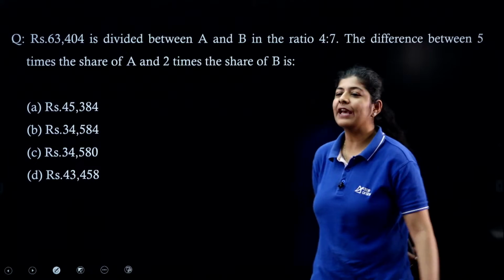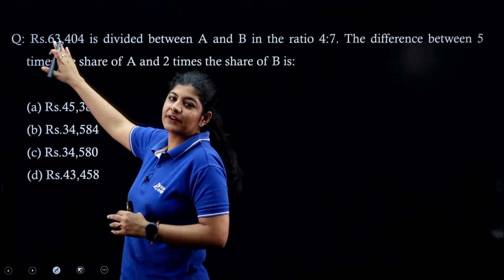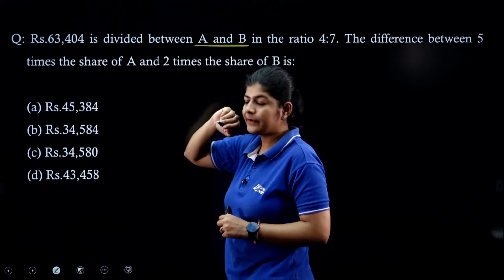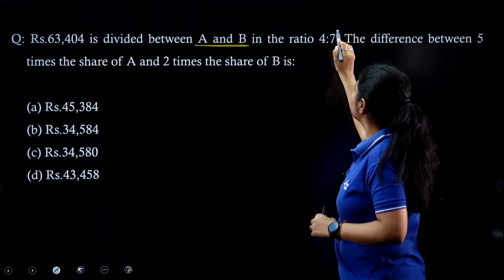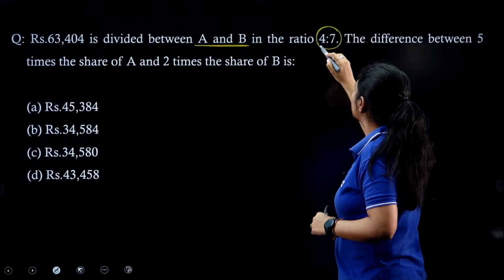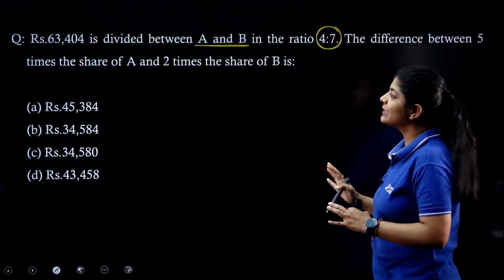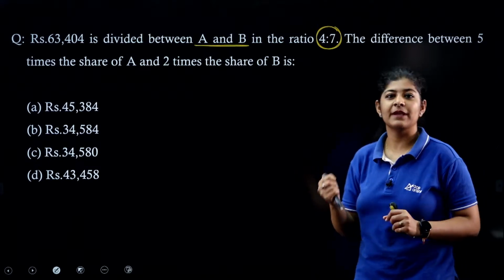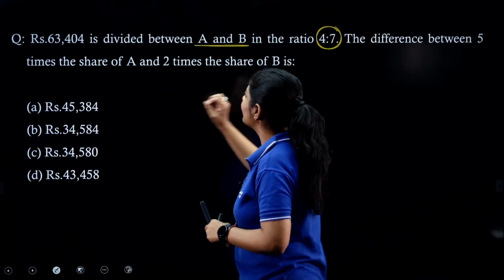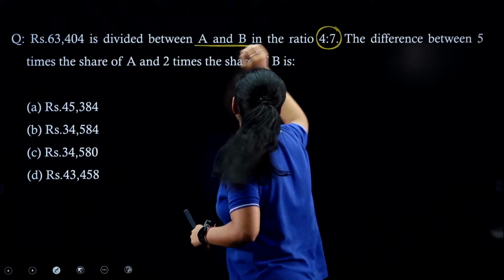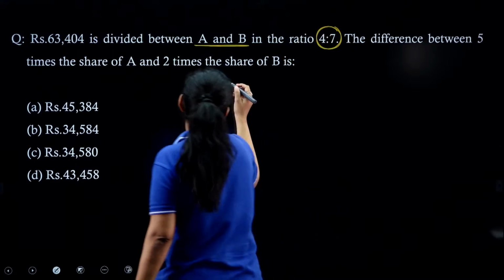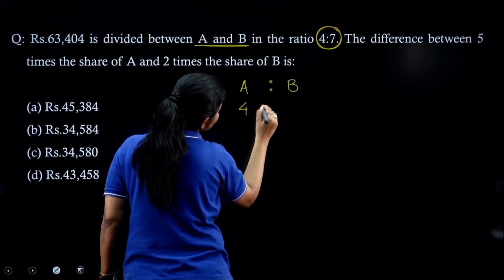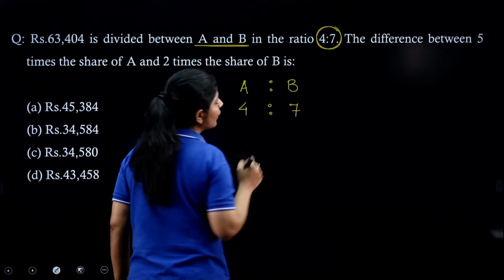So we have some amount of money, 63,404, which is divided among two participants A and B, and the question says the money is divided in this particular ratio. The question is asking the difference between 5 times of A and 2 times of B. How will we find it? First, we divide the amount in the ratio of 4:7. Here we have two participants, A and B, and the ratio is 4:7.